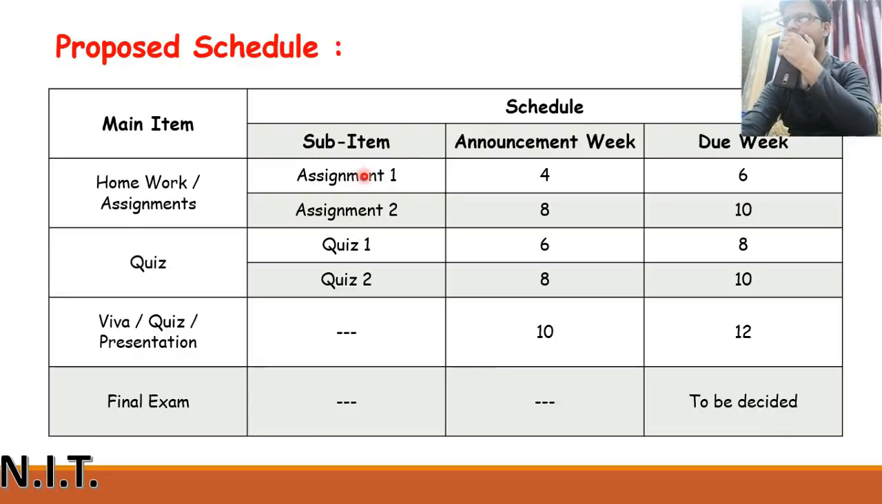When will you submit these things, in which week? Let me introduce. Assignment number 1 will be announced in week number 4, and it will be due in week 6. Assignment 2 will be announced in week 8 and will be due in week number 10. Similarly, quiz 1 will be announced in week 6 and it will be due in week 8, and quiz number 2 will be announced in week 8 and it will be due in week 10. Your viva, quiz, presentation, and the report of your project will all be announced in week 10, and you have to submit it in week 12 before the end of this semester.